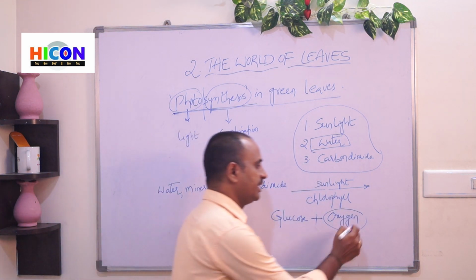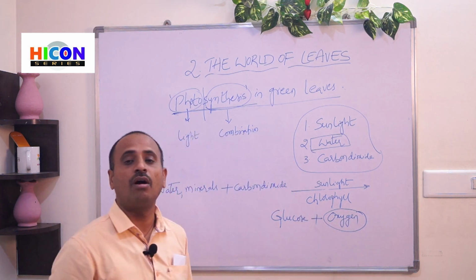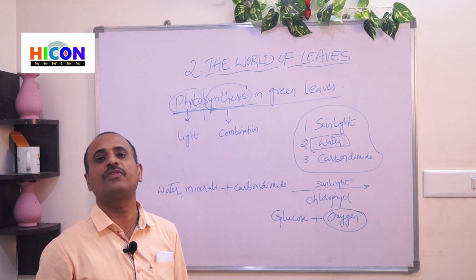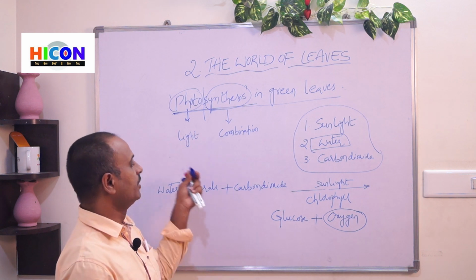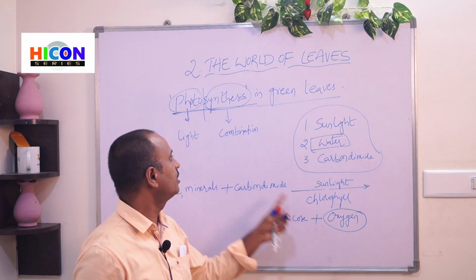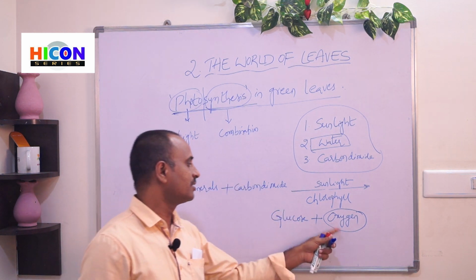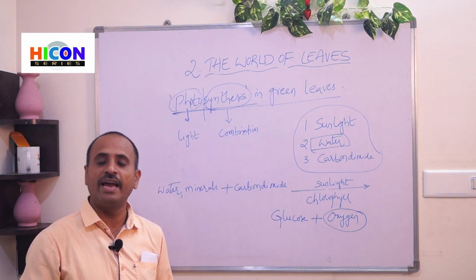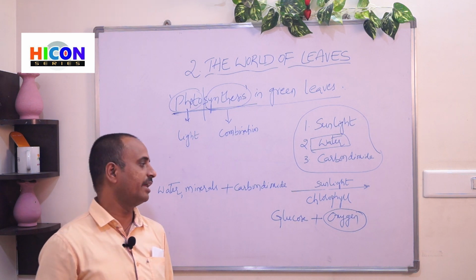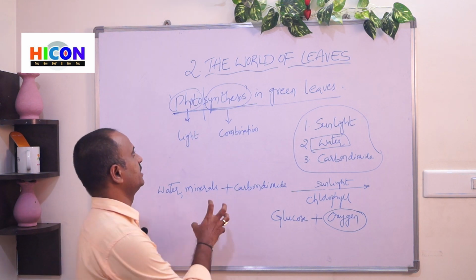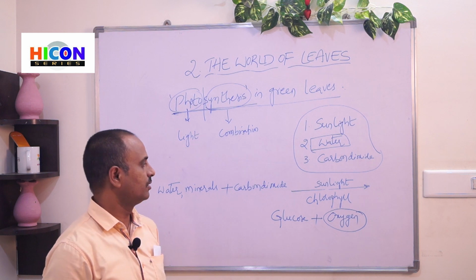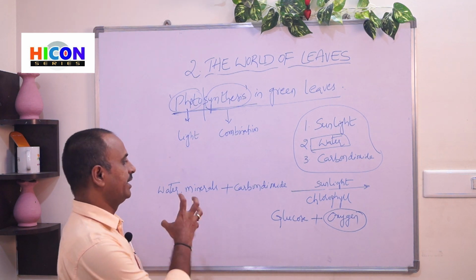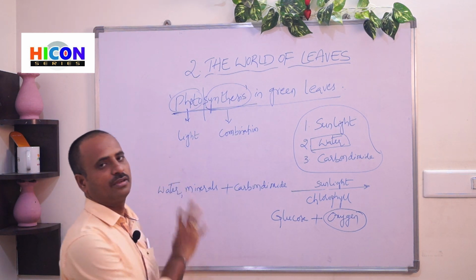So this oxygen is very, very helpful to all living organisms for their survival. Plants produce oxygen in the process of photosynthesis. This oxygen is taken in by living organisms like animals and human beings, and they are able to survive. So children, this is about photosynthesis. Photosynthesis can be written in the form of an equation like this.